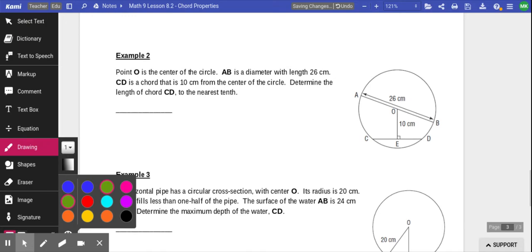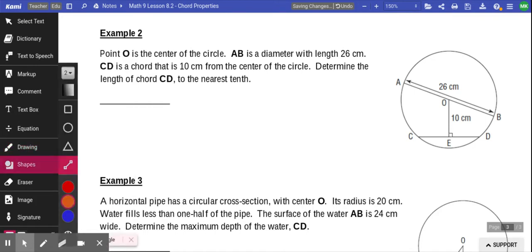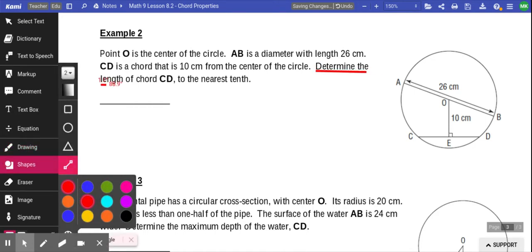Okay, let's try some word problems here. So we have point O is the center of the circle. AB is a diameter with length 26. CD is a chord that is 10 centimeters from the center of the circle. Determine the length of the chord CD to the nearest tenth. Okay, it's always wise to write out what they want you to find. Determine means find the length of chord CD.